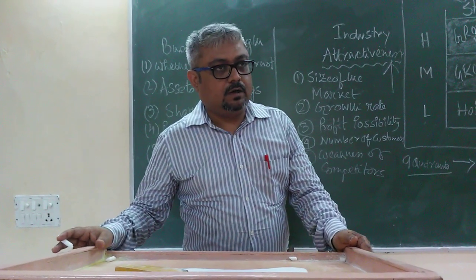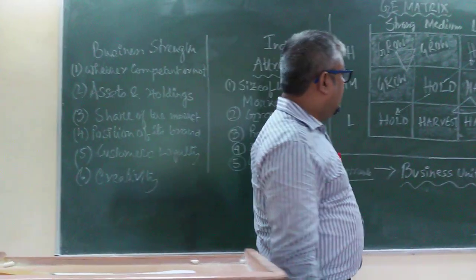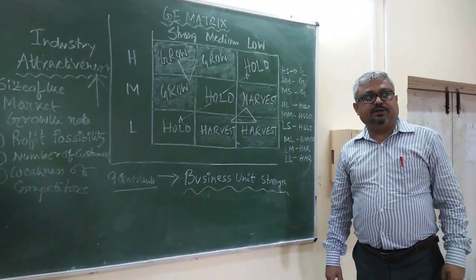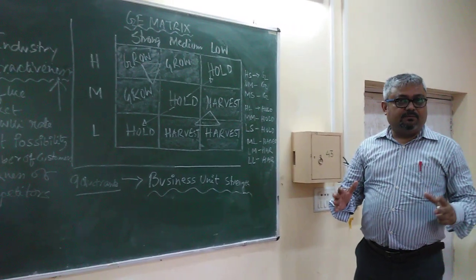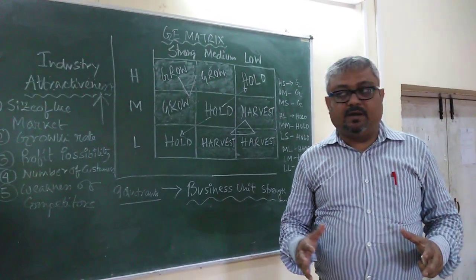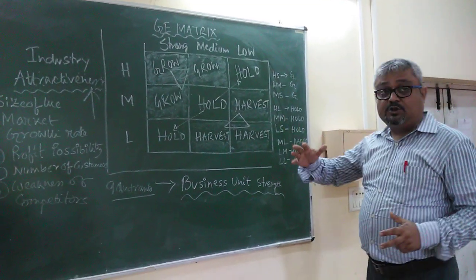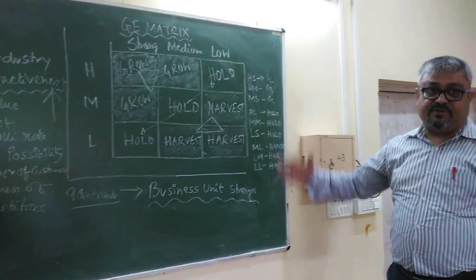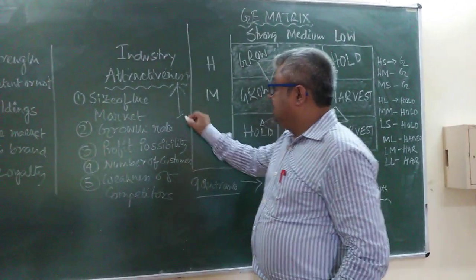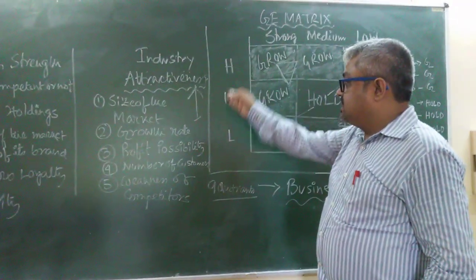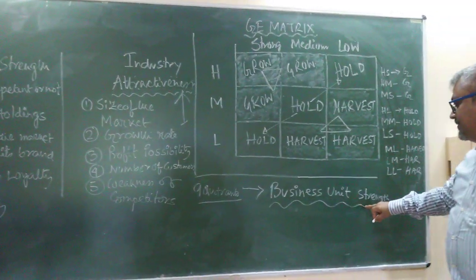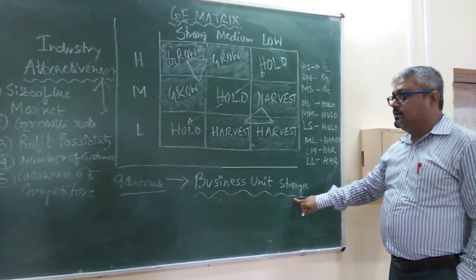Good afternoon. Yesterday I described the BCG matrix, and today I will describe the GE matrix. Both have an impact on strategy formulation, but the GE matrix is much more sophisticated than the BCG matrix. If you see, the y-axis has industry attractiveness and the x-axis has business unit strength.